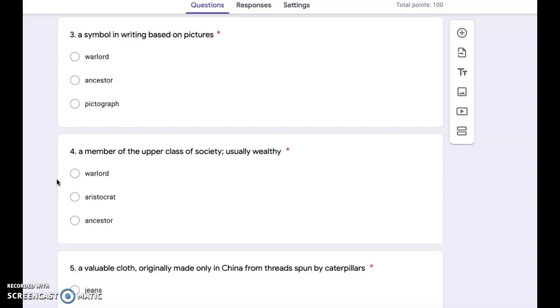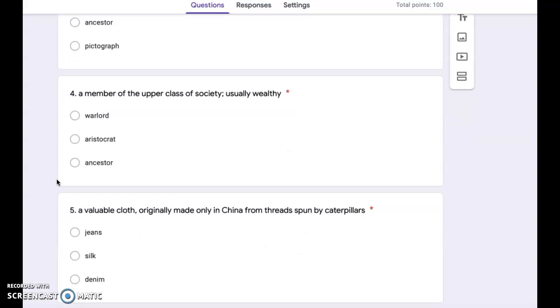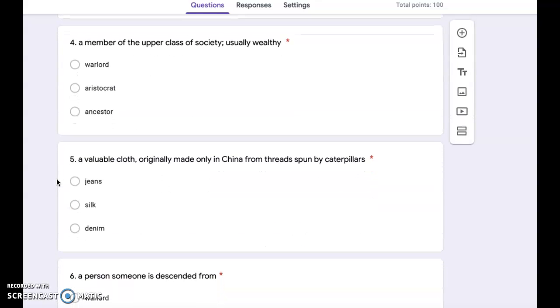Number 3, a symbol in writing based on pictures, warlord, ancestor, or pictograph. Number 4, a member of the upper class of society, usually wealthy, warlord, aristocrat, or ancestor.